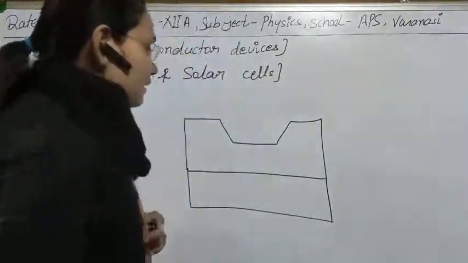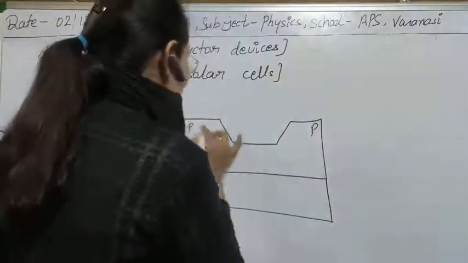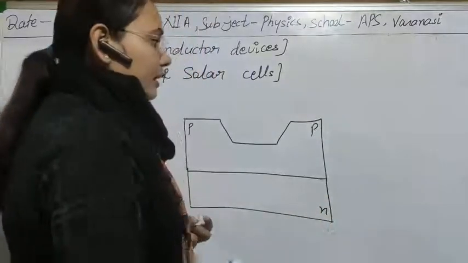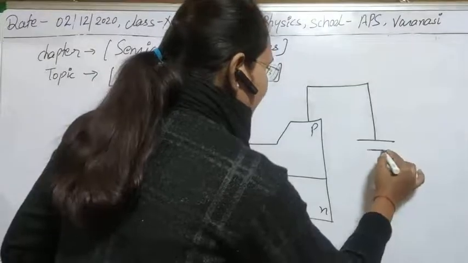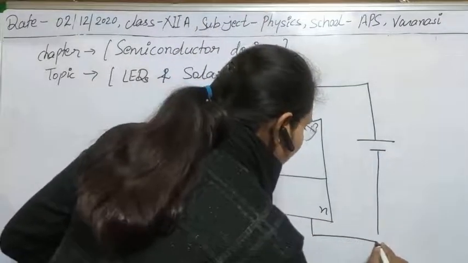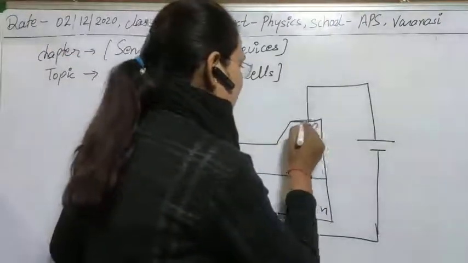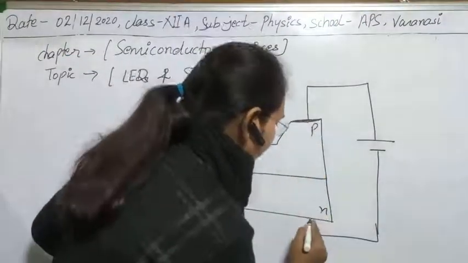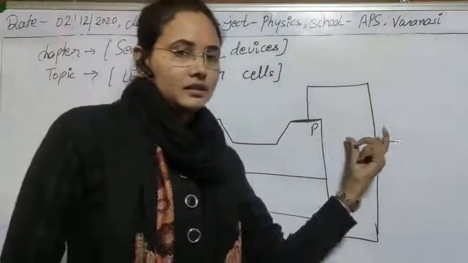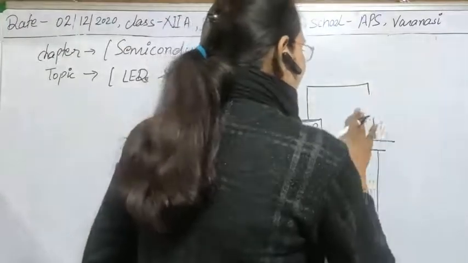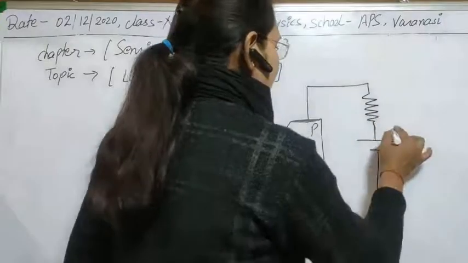This is a PN junction diode in which suppose this is the P side and this is the N side, clear? We have connected the P side to the positive terminal of the battery and the N side to the negative terminal of the battery by giving metal contacts. We can also connect a resistance here. Later I will tell you why we have to connect a resistance here.